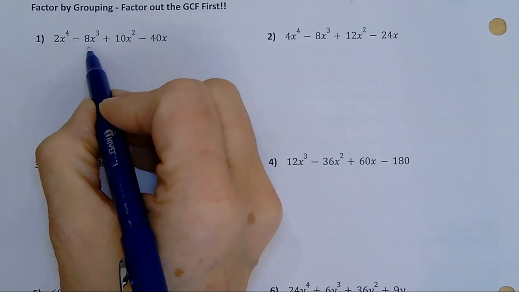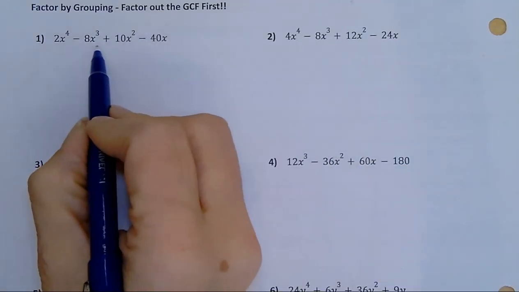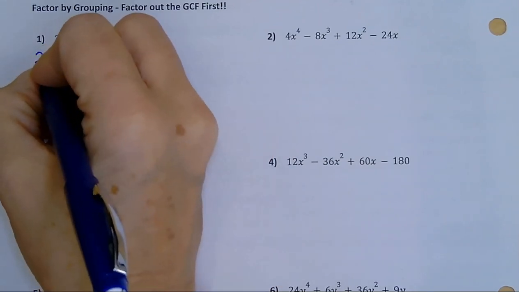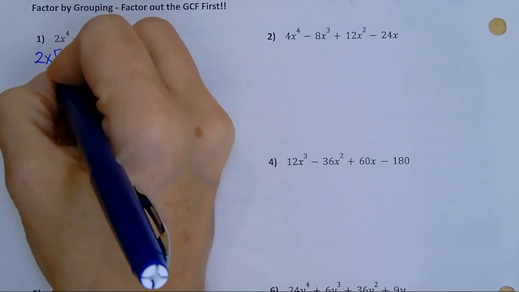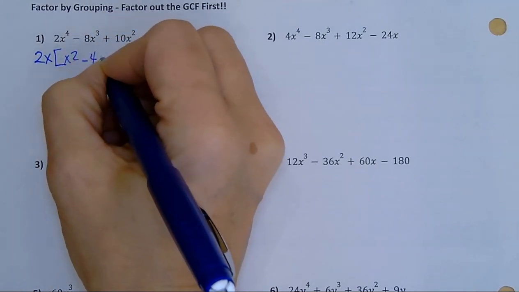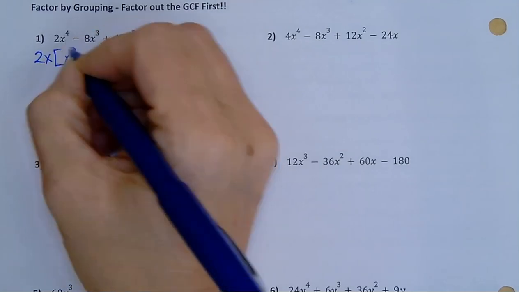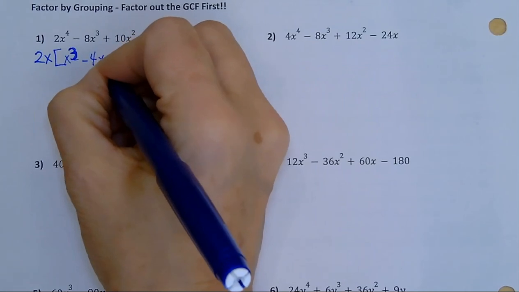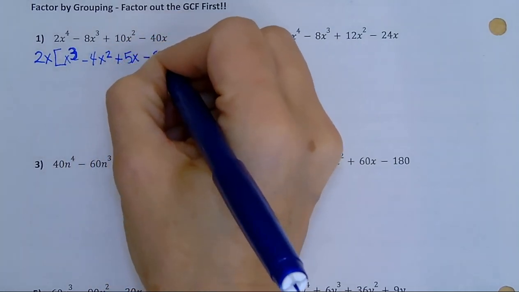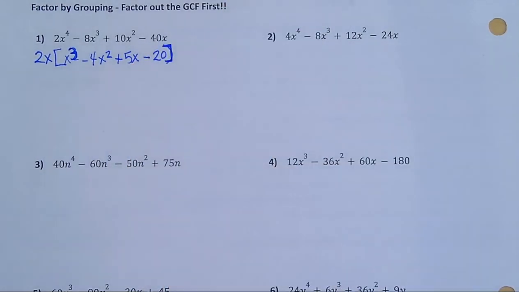2x to the fourth minus 8x cubed plus 10x squared minus 40x. I can certainly take an x out of everything, and it looks like I can take a 2 out of everything. So I'm going to say 2x first leaves me with, sorry, it leaves me with x cubed. 4 minus 1 is 3. Minus 4x squared plus 5x minus 20. Oof. And since I started with a bracket, I'm going to end with a bracket.